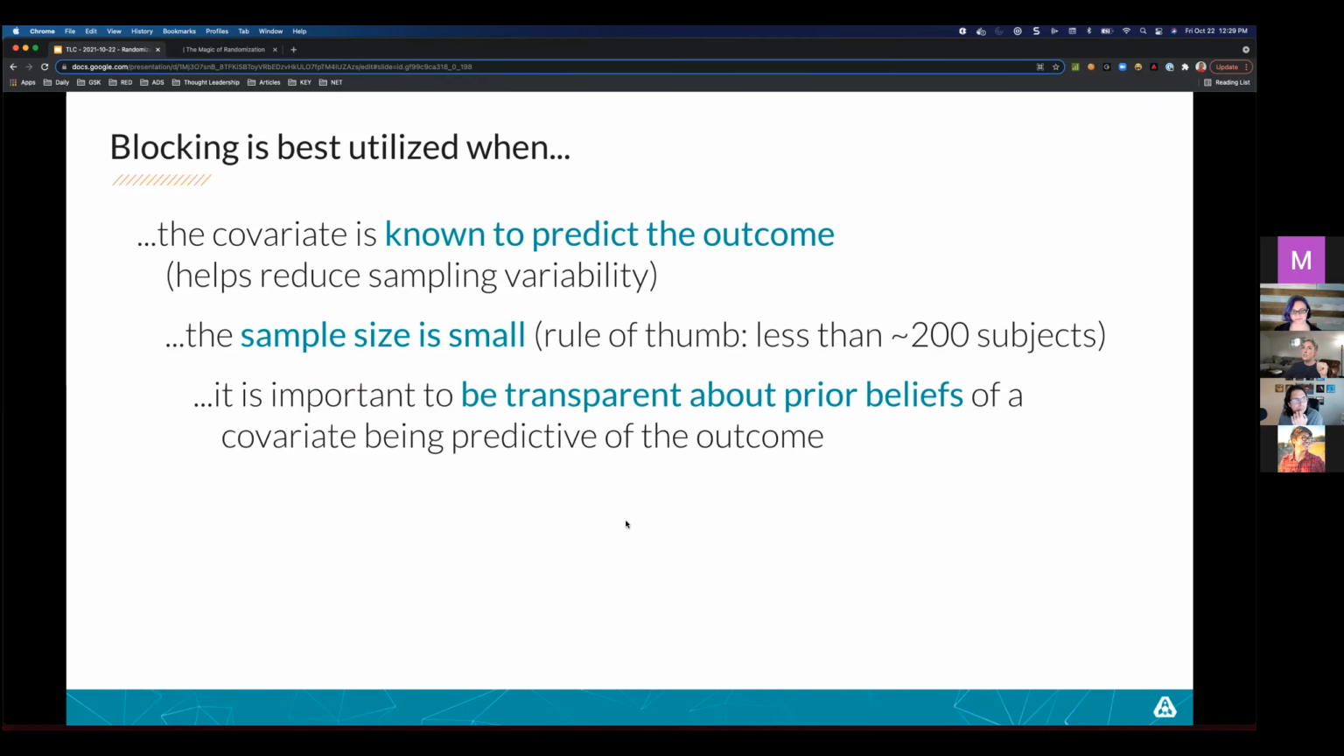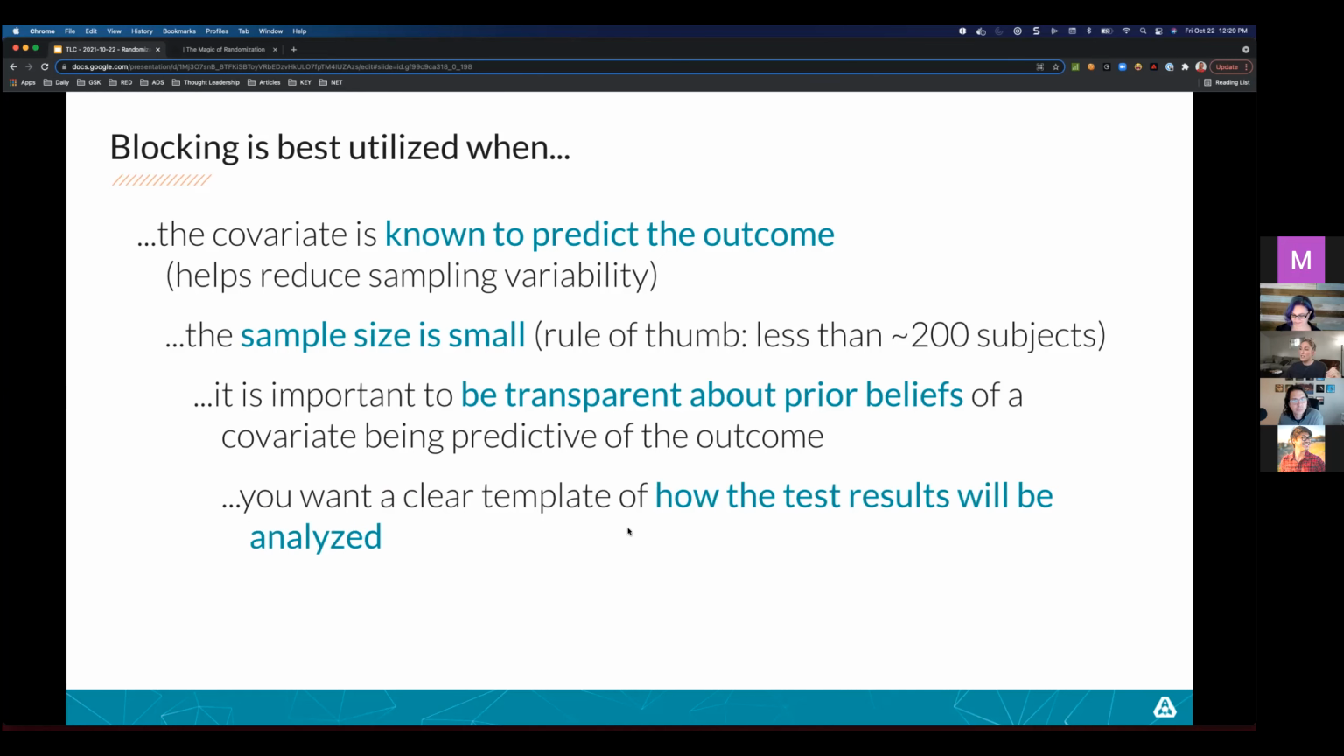The other thing is some like soft skills I like to say about blocking is it helps be very transparent in your design about your prior beliefs of what's going on. Maybe there's been research that showed that this covariate was predictive of your outcome. So let's take it into consideration and let's put it in our design. Another great thing is that it actually gives a very clear template then of how you would analyze this test as well. Because like I said, you have to do some very specific calculations around the blocks you design. And so when you say this is what we blocked on and these are the groups we have, you know that you have to analyze by those same blocks.